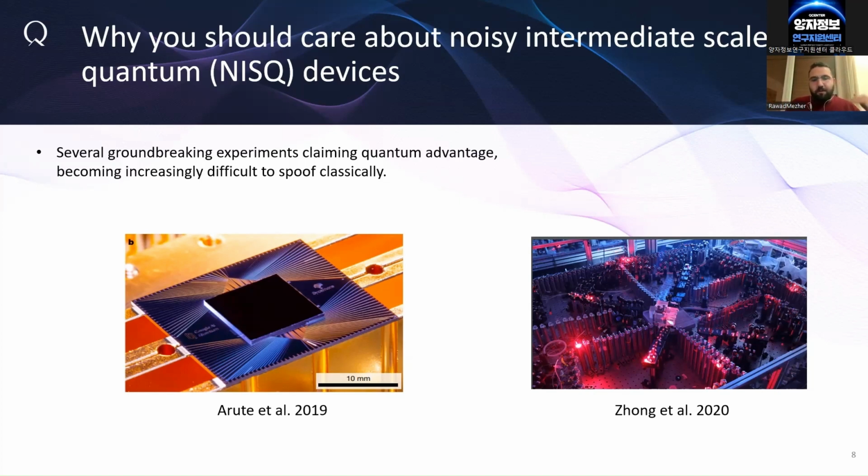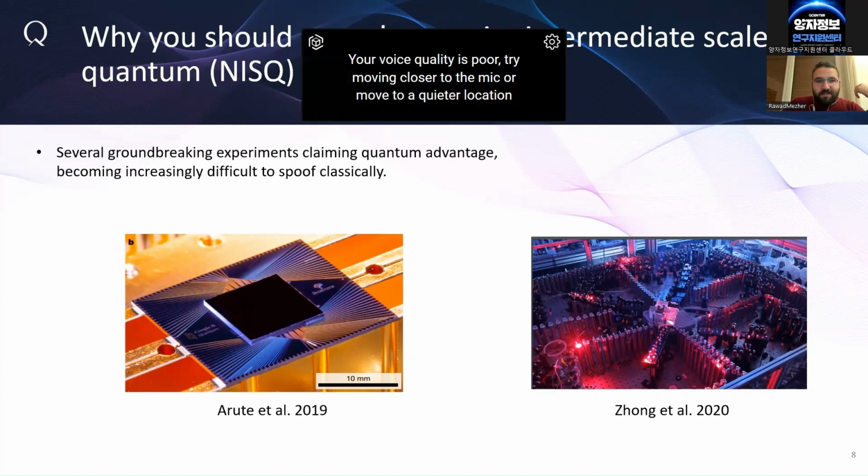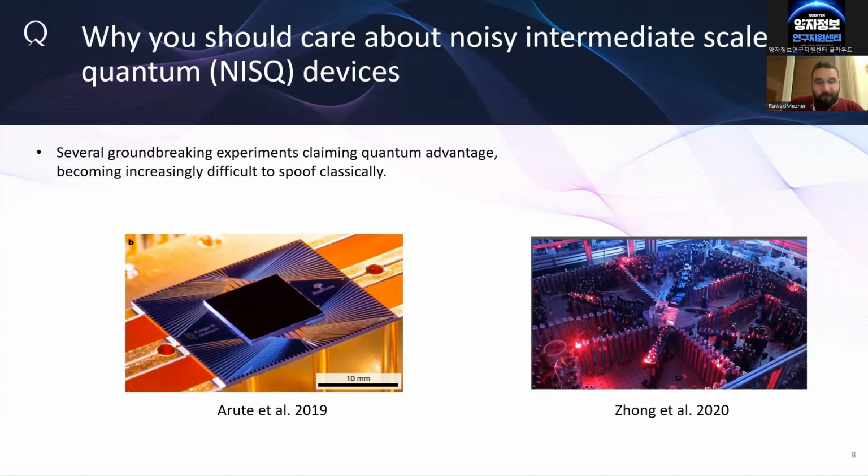Two of the most popular are the Google Sycamore experiment for quantum advantage, and the other one is from the group in China, which is the Gaussian boson sampling. So these are very interesting. Of course, people are trying to challenge these experiments by showing that, because of the levels of noise present in these devices, you actually do have efficient classical algorithms which can perform the tasks these experiments claim to perform.